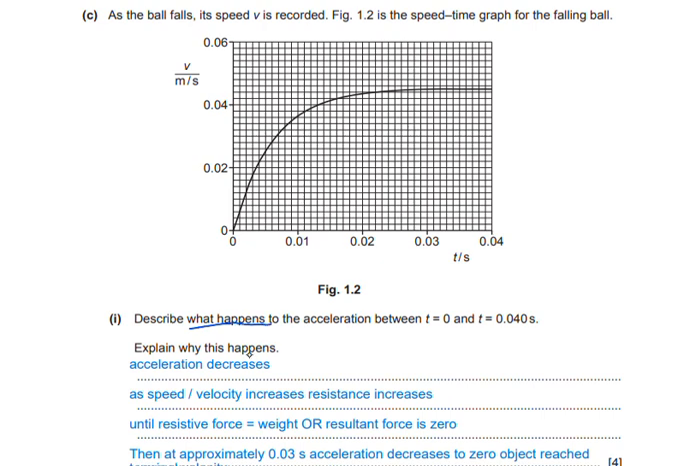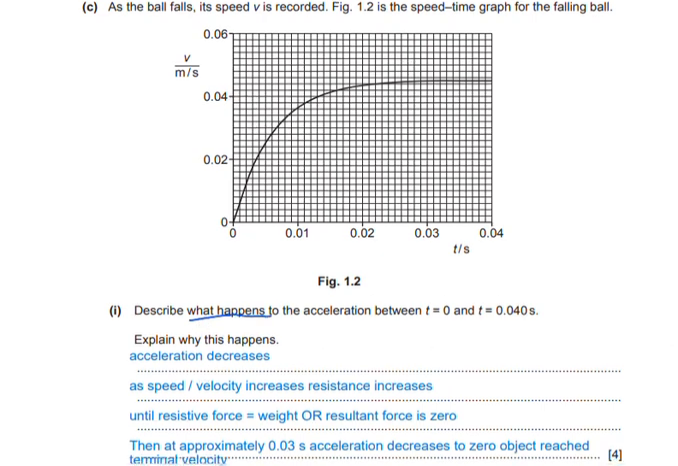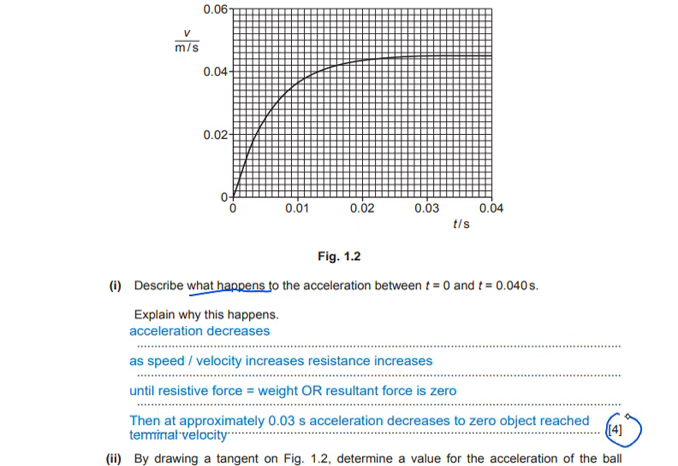Alright, so we have two parts here. What happens to the acceleration? Explain why this happens. For the 4 marks, we need to justify what is happening to the acceleration and why this is happening. We can see here that the object is moving with a constant acceleration in the start. Okay. Then acceleration is decreasing till some point here. And here it becomes a straight line, so the acceleration is 0 here.